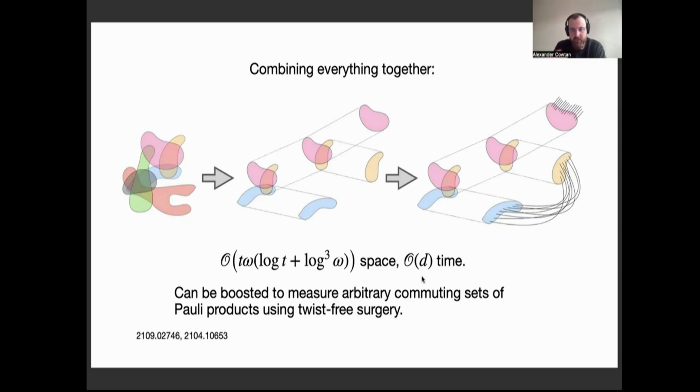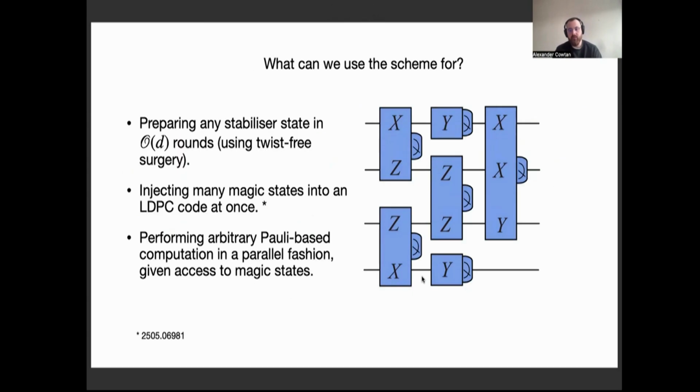So I mentioned this disjointness condition earlier, and you can actually boost the scheme to measure arbitrary commuting sets of Pauli products using twist-free surgery. And you can use that in order to prepare any stabilizer state in O of D rounds on any LDPC code. This requires a handful of new logical ancilla as well. But yeah, you can then do some other things with this scheme. So for example, you can inject many magic states into an LDPC code at once. And there's some recent work in this direction. And you can also generically just perform arbitrary Pauli-based computation in a parallel fashion, assuming that you're given access to magic states.